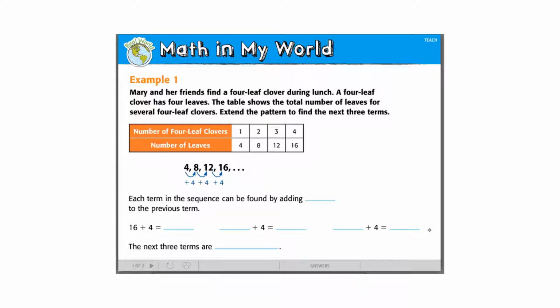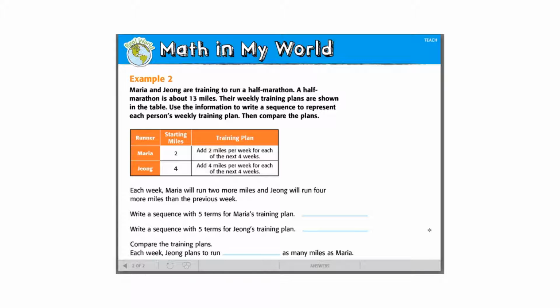Okay, let's look at the next example. Example 2 says, Maria and Zhang are training to run a half marathon. A half marathon is about 13 miles. Their weekly training plans are shown in the table. Use the information to write a sequence to represent each person's weekly training plan. Then compare the plans. So Maria is starting at 2 miles, and she's going to add 2 miles per week for each of the next 4 weeks.